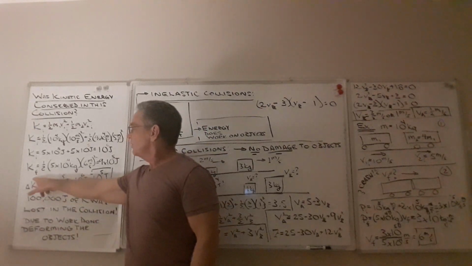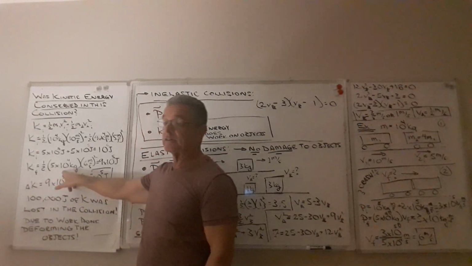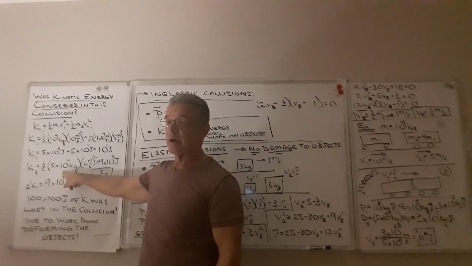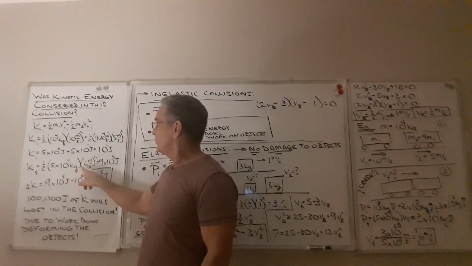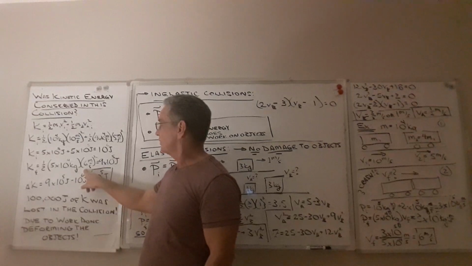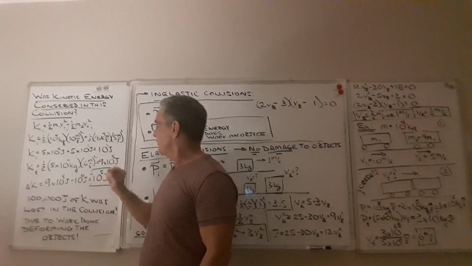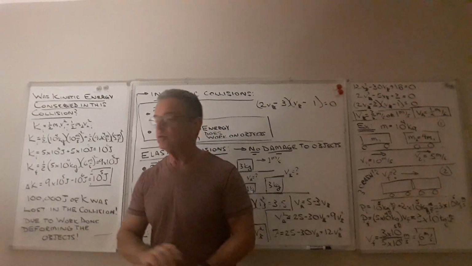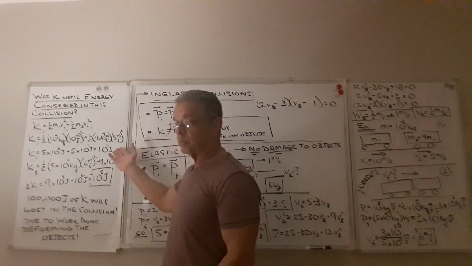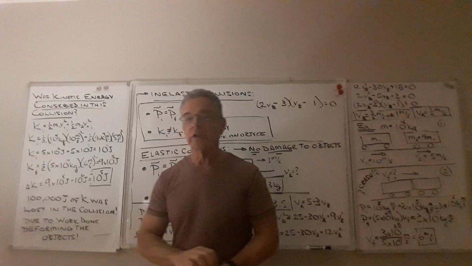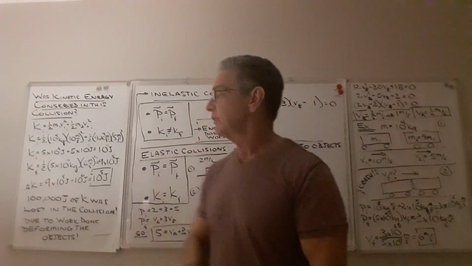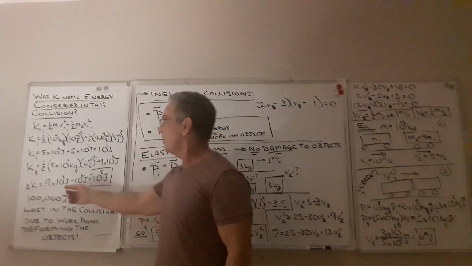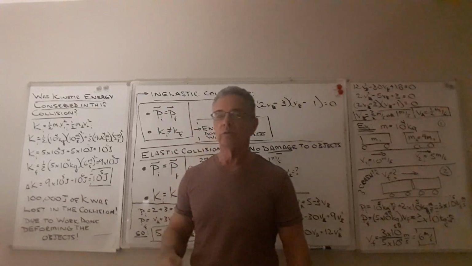Now compare that to the final kinetic energy. The final kinetic energy is going to be 1/2 times the mass of the two objects together, because they're traveling now as a single object, times their final combined speed, which is 6 meters per second, squared. And if you do that, you get 9 times 10 to the fifth, or 900,000 joules. We started with 1,000,000 joules before the collision. We ended up with only 900,000 joules after the collision. So that tells you that there's a loss in kinetic energy of 100,000 joules.